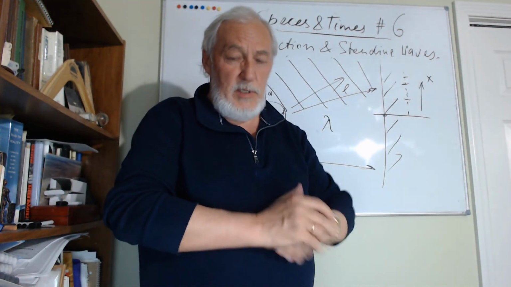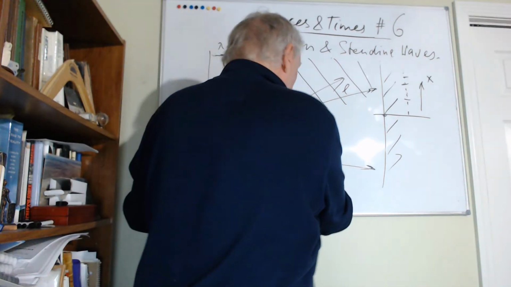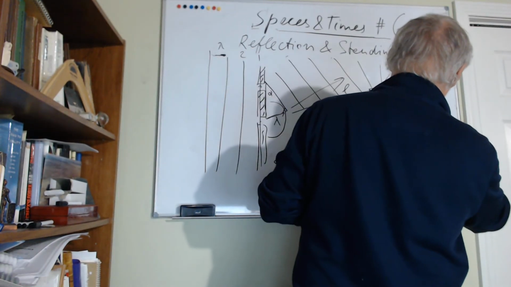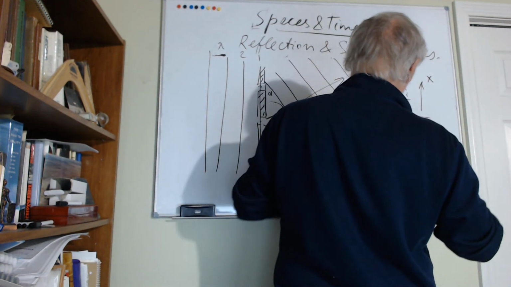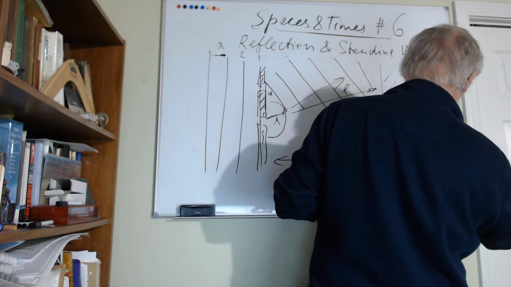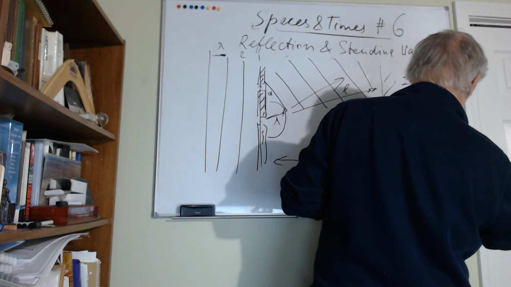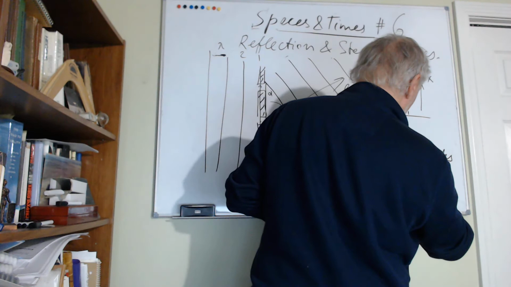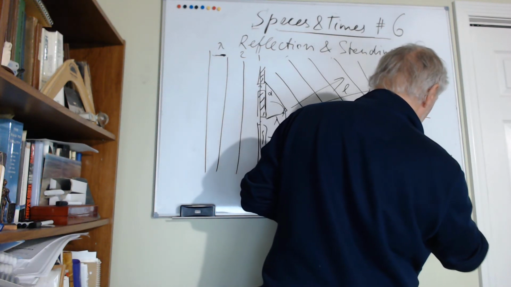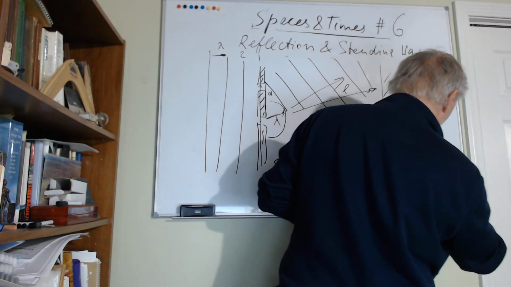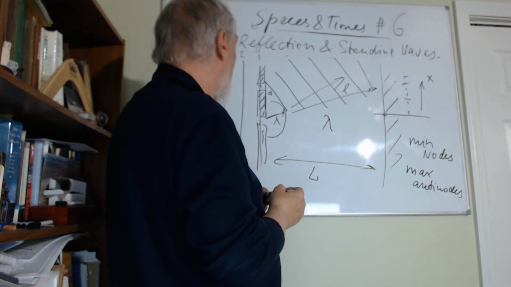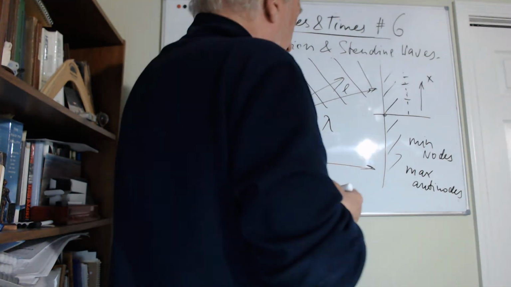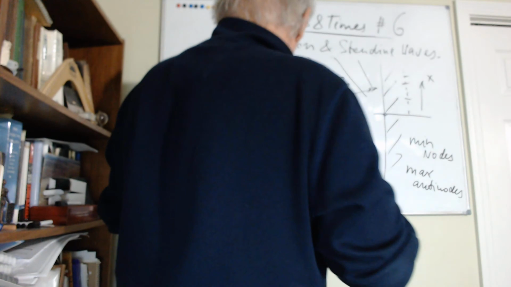Where the amplitude is small, they are called nodes. Minimums are called nodes, and maximums are called antinodes. We were talking about standing waves, but we already missed the point.